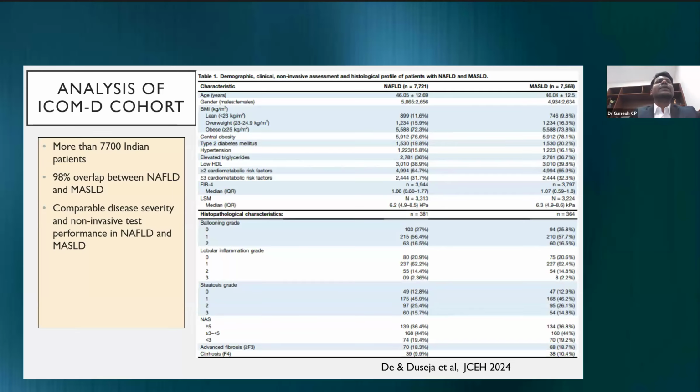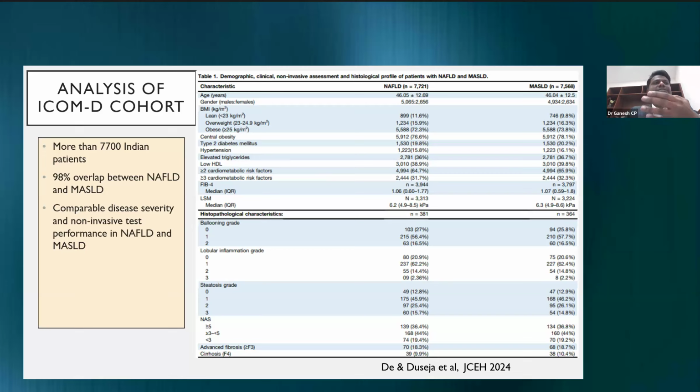So what happens to the patients who are already classified as NAFLD? Will their definitions and their studies, everything, go away? No. They did an analysis, conducted in our institute, PGI Chandigarh. They studied more than 7,700 Indian patients and found nearly 98% overlap between the patients who are NAFLD and MASLD, and they had comparable disease severity and non-invasive test performance.